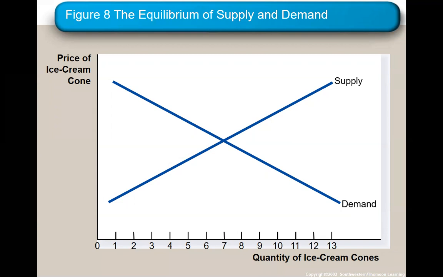All right, so for shifters of supply, you've got RATNEST. Resources, which is the same as input prices. Alternative production, which by the way, on the quiz there won't be a question because he doesn't put that down as a shifter. So I'll tell you. Technology, number of sellers, expectations, subsidies, which will always shift supply right, and taxes, which will shift supply left.